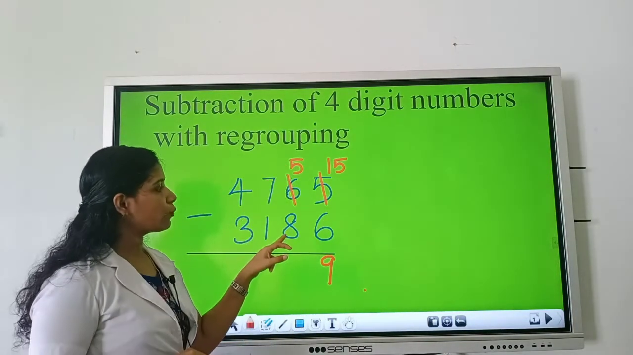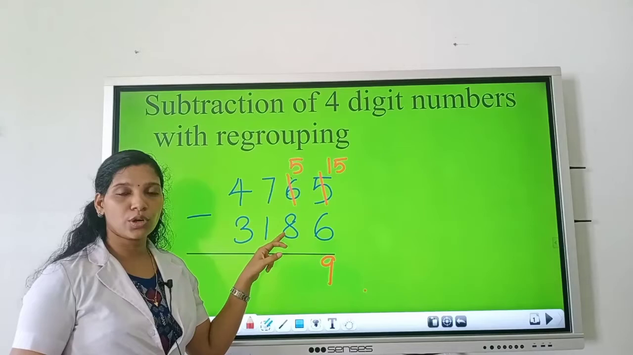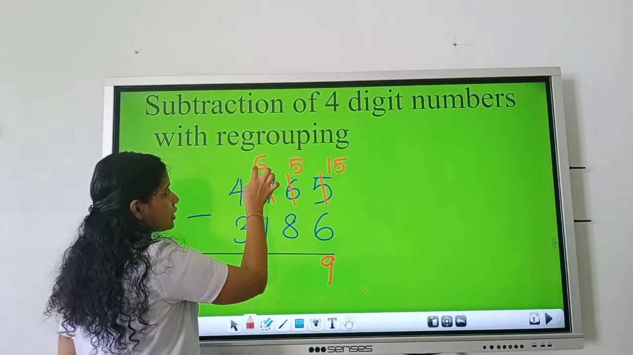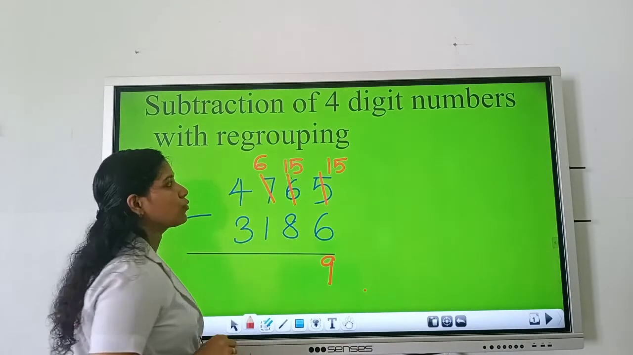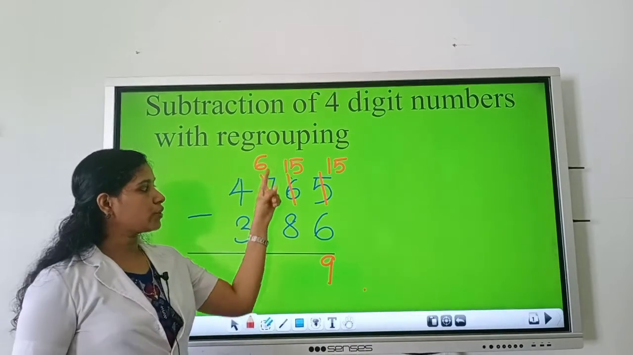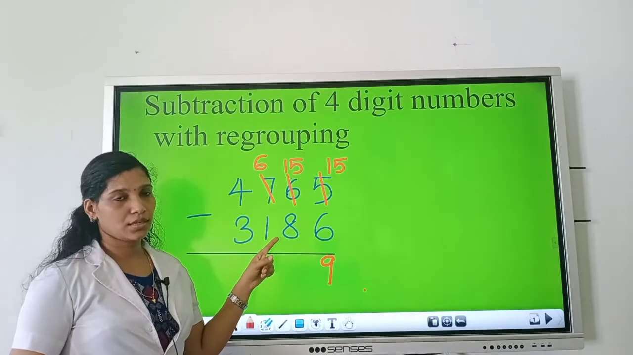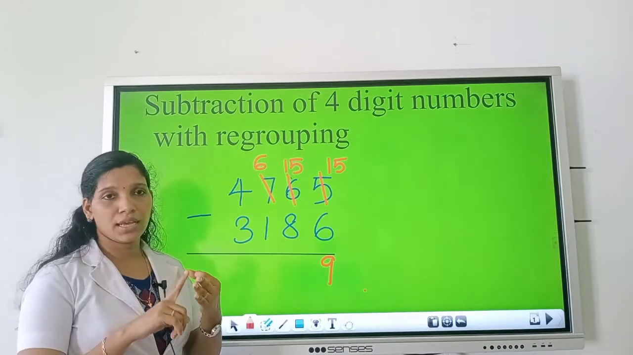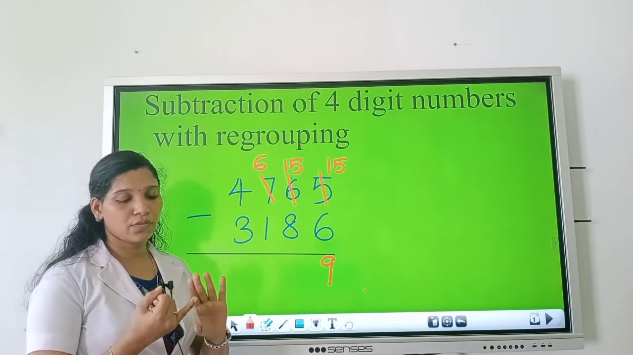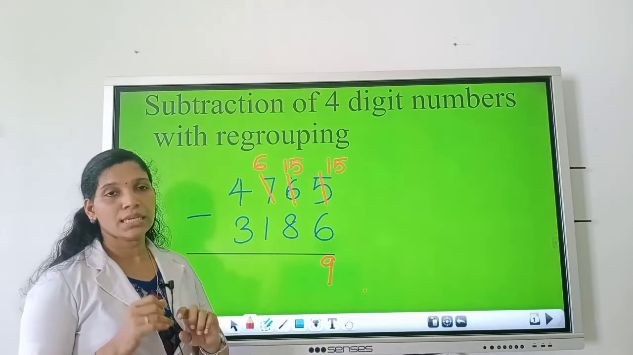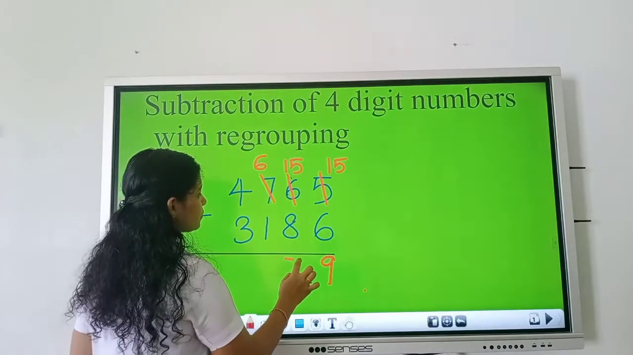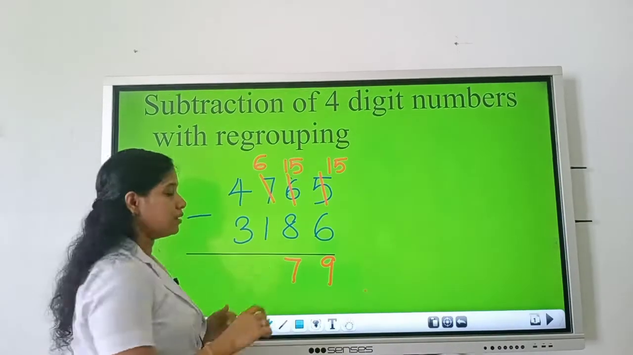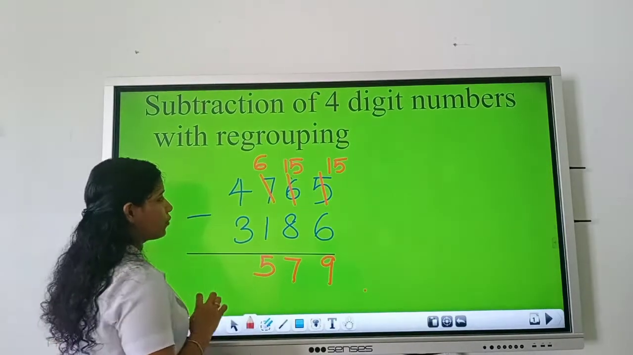Now what about 5 minus 8? This is also not possible. So let's borrow from the nearest place. This is 6 and this will become 15. 15 minus 8. So 8 plus how many numbers? 9, 10, 11, 12, 13, 14, 15. 7 numbers. So 7. Now 6 minus 1 is 5.